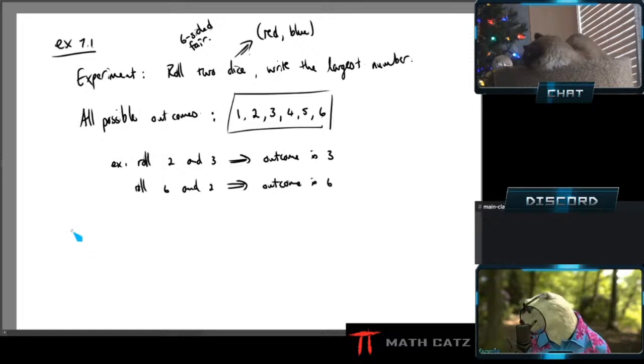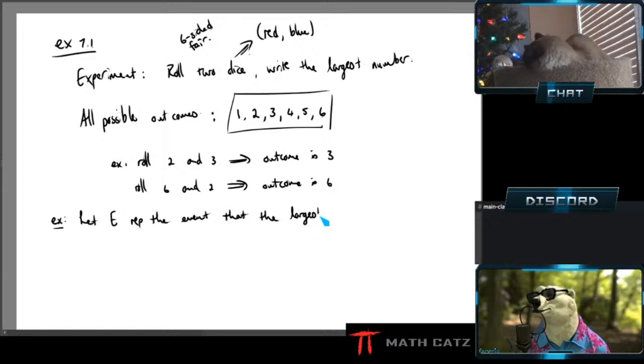So then I can now say another example. Continuing this, let's call E the event that the largest number on the dice roll is, let's go with 2. Let's just make the first one easy. 2.